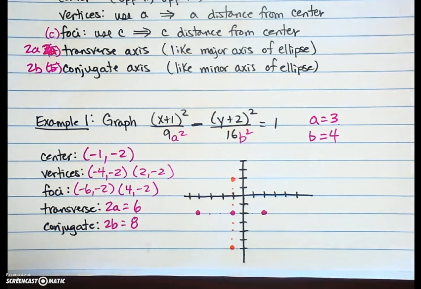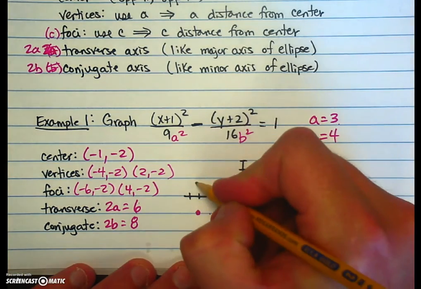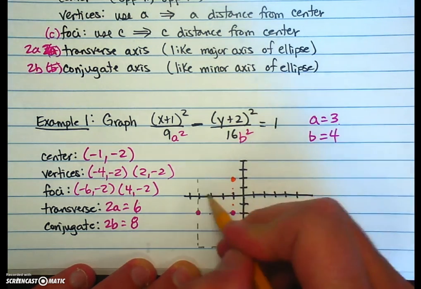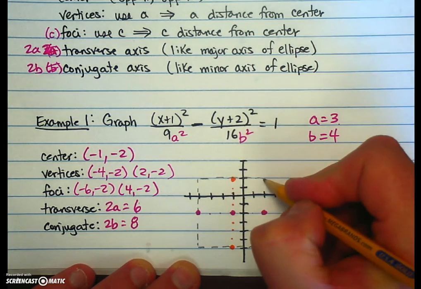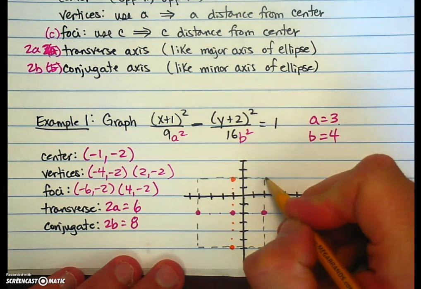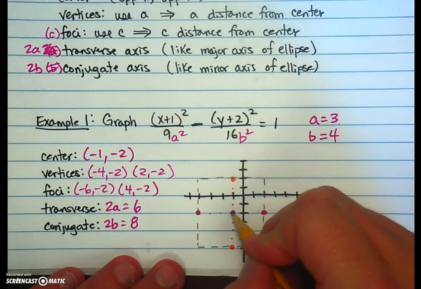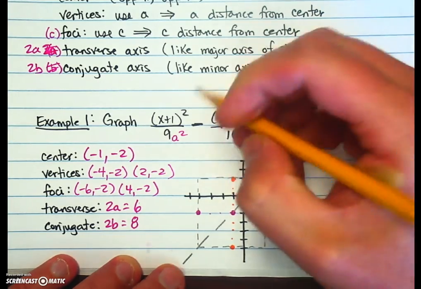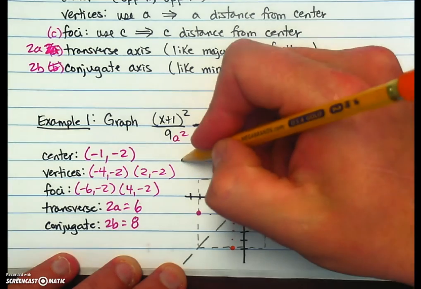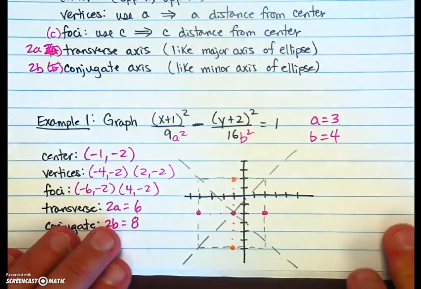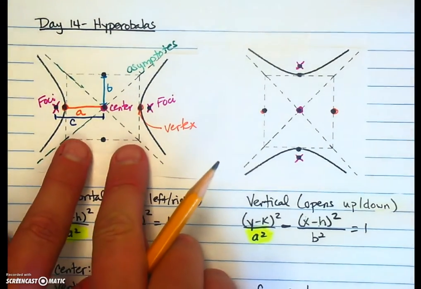Now, what we're going to do from here is we're going to form a box. So what I'm going to do, I'm going to make this box here. Just like that. Okay? And then I'm going to connect the diagonals of the box, so corner to corner, and I'm going to go through the middle. And when I do that, I am creating my asymptotes. Okay? Now, if you go back up here to the top and you look, see all these dashed lines here? That's what I've just created there.